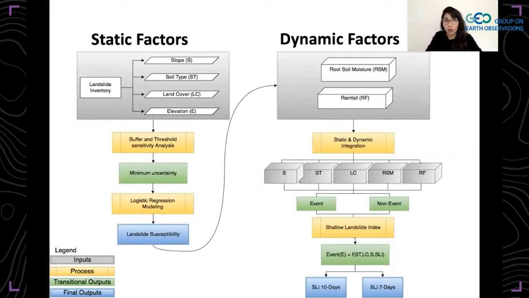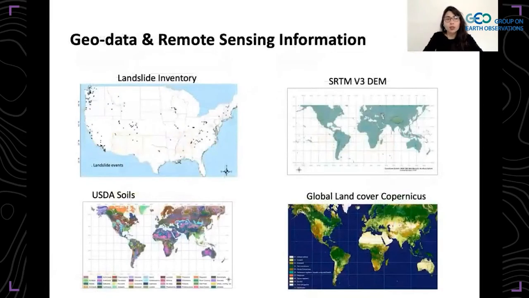First, we have to start with a list of the events from which the machine is going to learn, which is a landslide inventory. The inventory itself contains information about how uncertain the locality is, or where these events happen. Then we, of course, need representations of the topography, the soil type, the land cover, and many other characteristics of that locality.